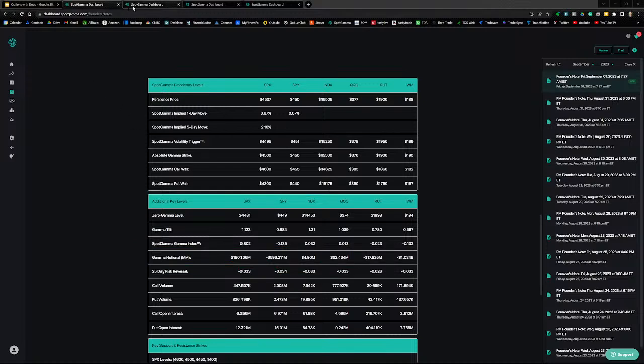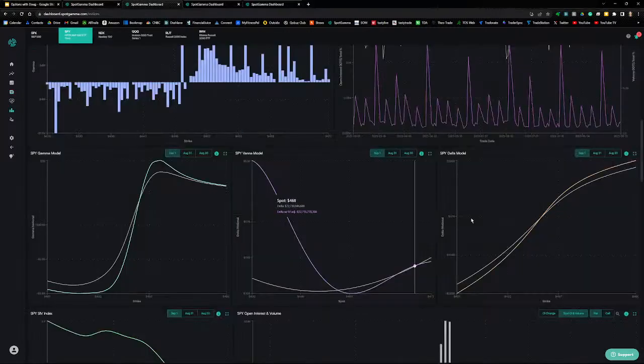All right, let's take a look at the Vanna model so we can get a graphical representation of what this means. So remember, in a negative gamma environment, traders are long puts, market makers are short puts, and they have to trade with price to hedge their delta exposure. In a positive gamma environment, for an index, traders are short calls, market makers are long calls, and they have to trade against price to hedge their delta exposure. All right, let's take a look at the Vanna model, and we'll take a look at SPY.